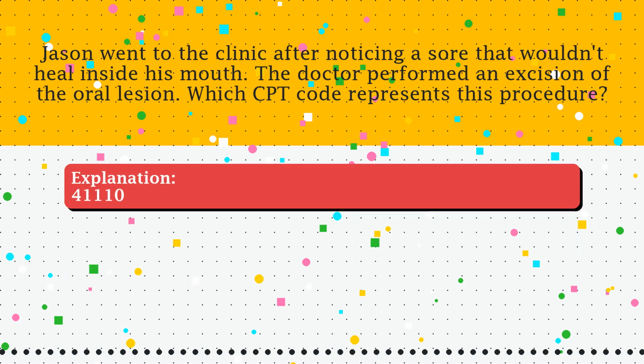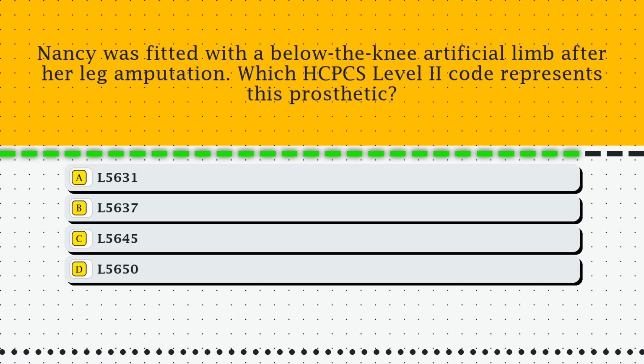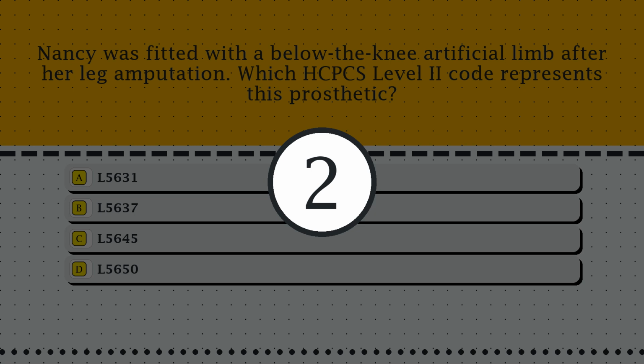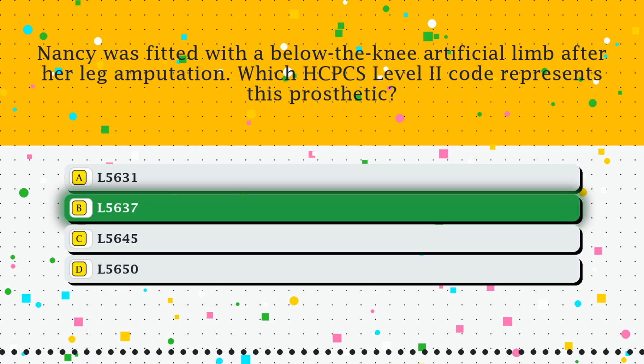Question 287. Nancy was fitted with a below-the-knee artificial limb after her leg amputation. Which HCPCS Level 2 code represents this prosthetic? Option A, L5631. Option B, L5637. Option C, L5645. Option D, L5650. The correct answer is option B, L5637.